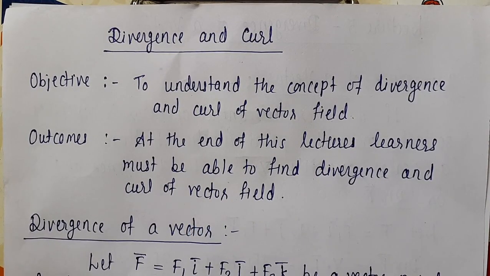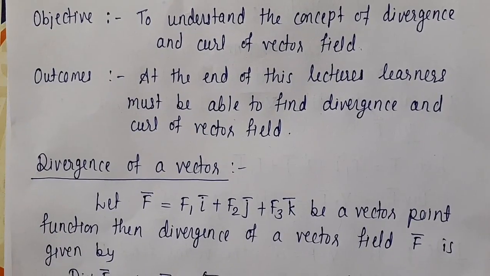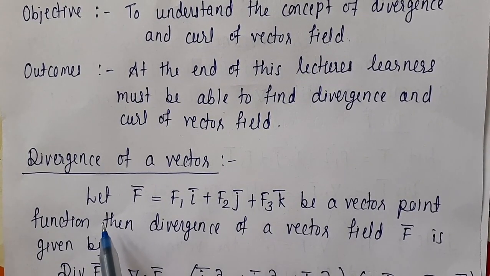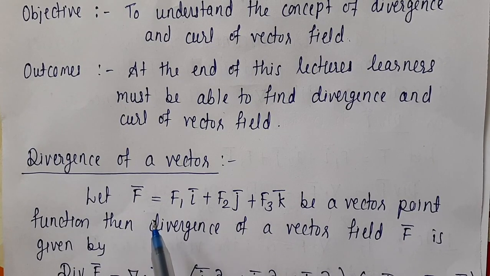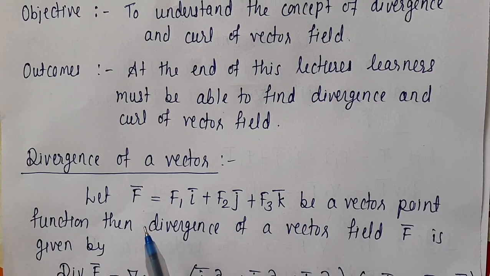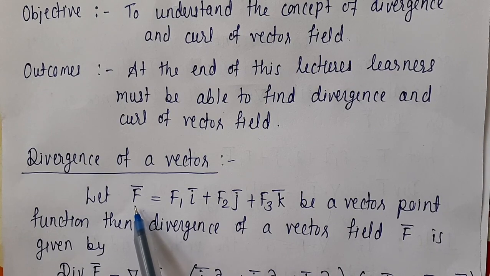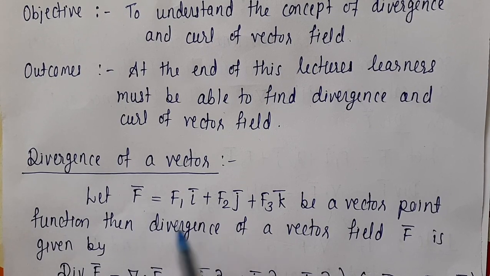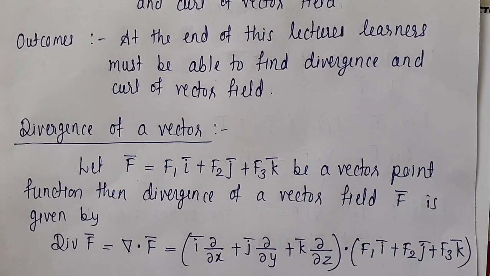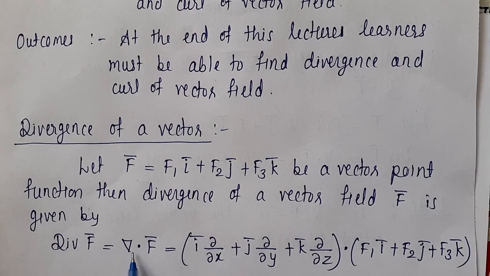First, what is divergence of a vector? Let f be a vector point function. In the previous lecture we have seen examples on gradient. In gradient we want a scalar function, but here we want a vector function. So the vector point function f is denoted as f1i plus f2j plus f3k, and then the divergence of a vector field is denoted as del dot f.